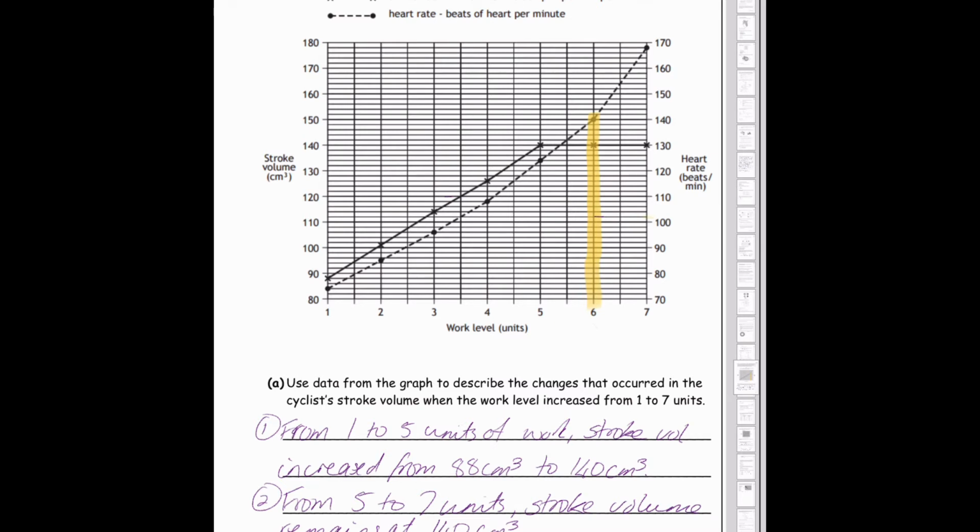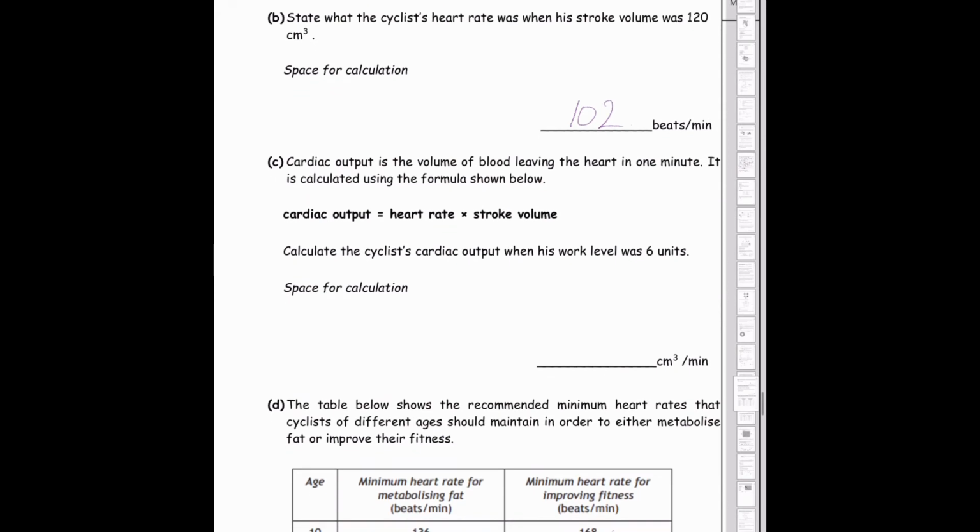Okay, so cardiac output is heart rate times stroke volume. His heart rate at 6 units is 140 beats per minute. His stroke volume is the solid line, so we're going to have to read across to the other scale. I'm going across this way, and his stroke volume is also 140. So it's 140 multiplied by 140, which gives us 19,600 cubic centimetres per minute.